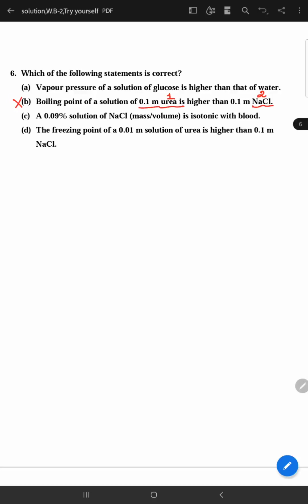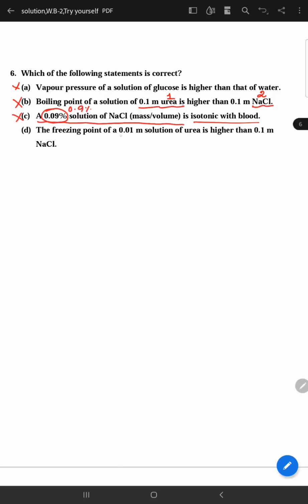Now you read the third option. The third option is: 0.09% solution of NaCl, mass by volume, is isotonic with blood. But the correct statement is that it is not 0.09, it should be 0.9% solution of NaCl that is isotonic with blood. But in option C they have given 0.09, that is also a wrong statement. Is it clear? So all three, A, B, C, are wrong statements. You read the last one.